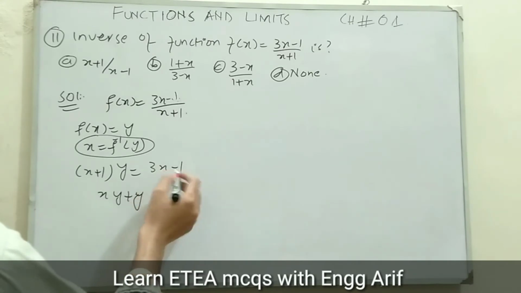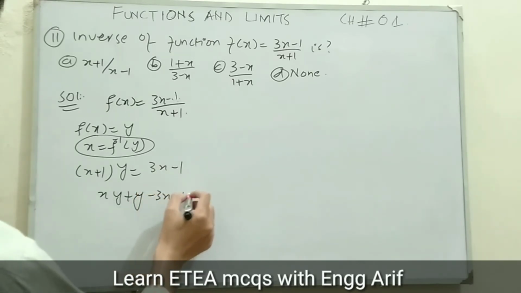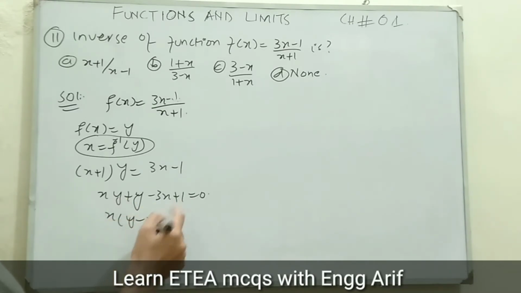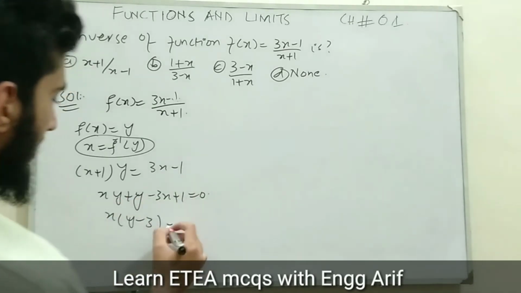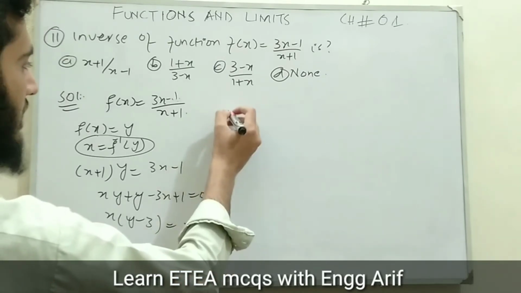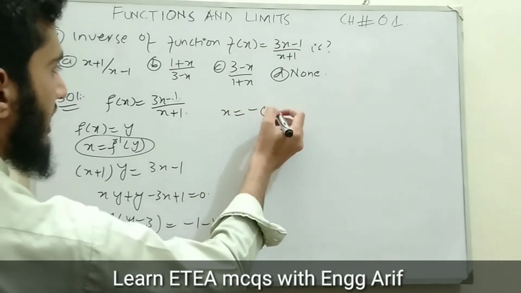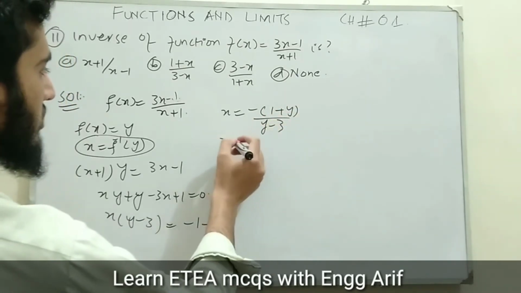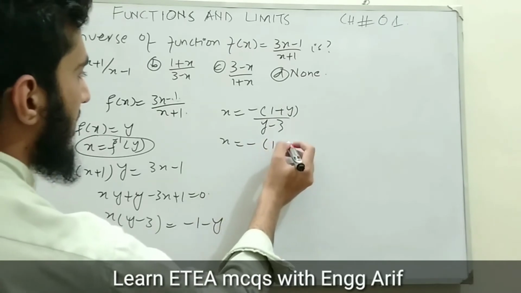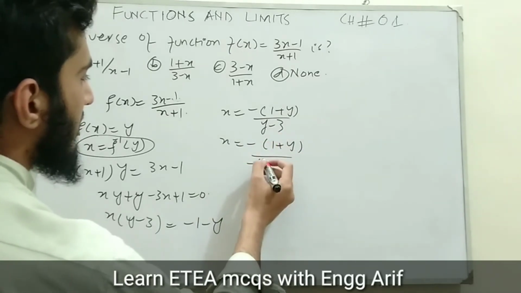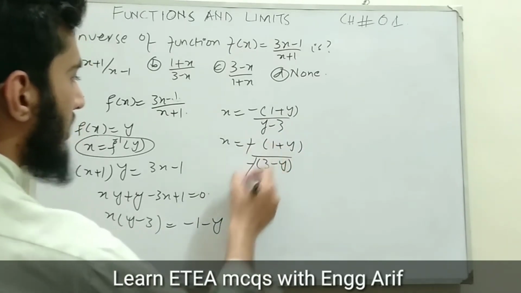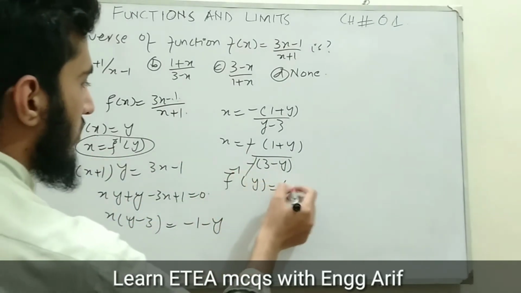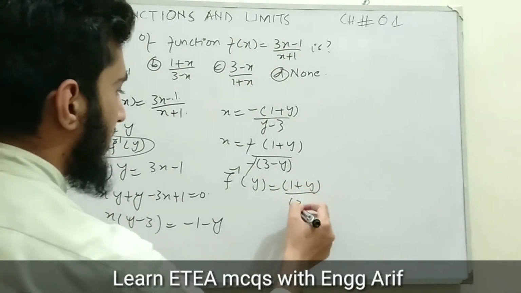And shifting 3x minus 1 to the left hand side, it becomes xy minus 3x plus y minus 1 is equal to 0. Take x common, so inside we are left with y minus 3. And shift 1 and y to the right hand side, it becomes minus 1 minus y. After this, x will be equal to minus (1 plus y) divided by (y minus 3). Now from here take minus common, it becomes 3 minus y, so the minus will cancel out. x is equal to f inverse of y. So putting f inverse y over here, it becomes (1 plus y) divided by (3 minus y).